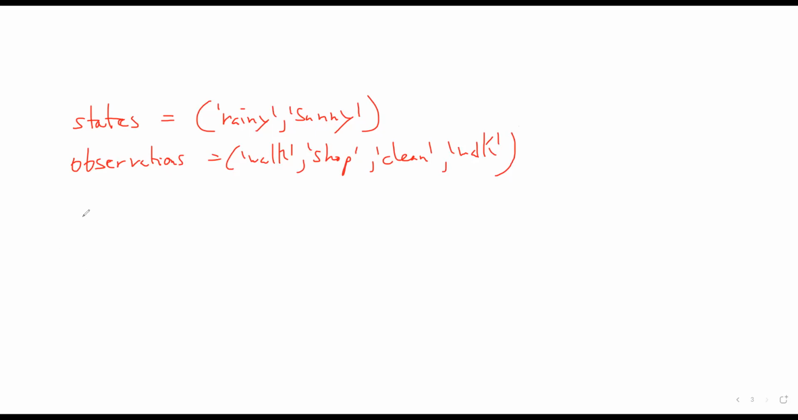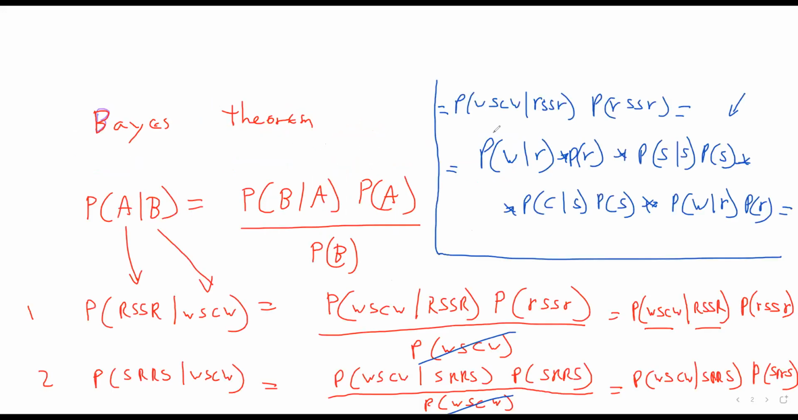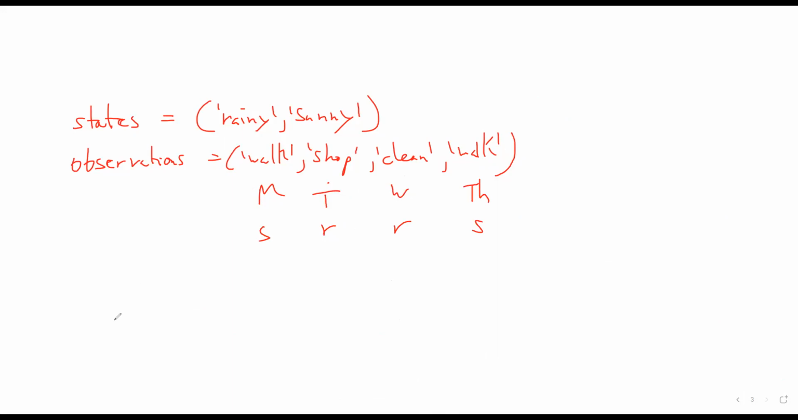Okay, so now that we have this defined, we want to predict a sequence of states for this. So remember Monday, Tuesday, Wednesday, Thursday. So we want to predict sunny, rainy, rainy, sunny, but we have multiple options. So now we've framed what we want over here. So now we just need the tables, and then we compute the equation.